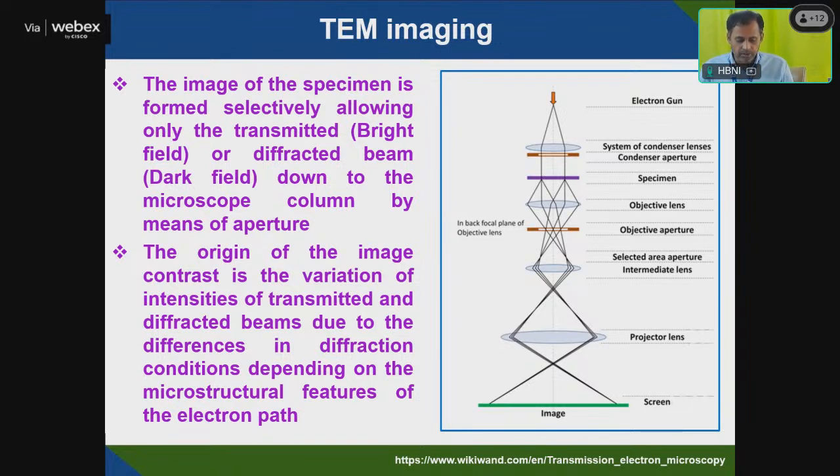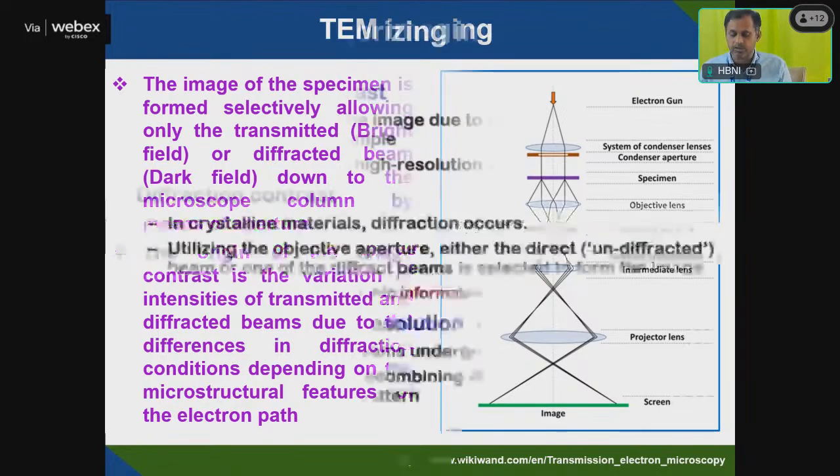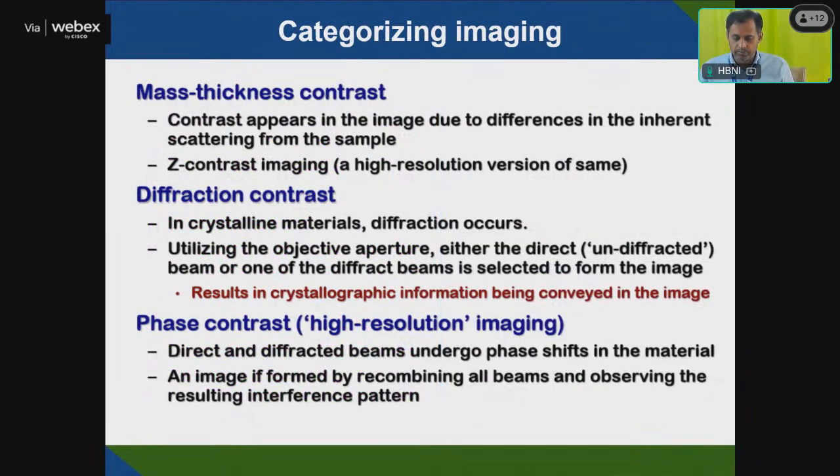The origin of the image contrast is the variation of intensities of the transmitted or diffracted beam due to the thickness of the material, that means thickness contrast. Depending upon the thickness of the material, like in this sample for example, here the thickness is less and here the thickness is large. So depending on this thickness, you will get the image quality. Electron beam transmission here will be easy compared to here, where it will take longer.